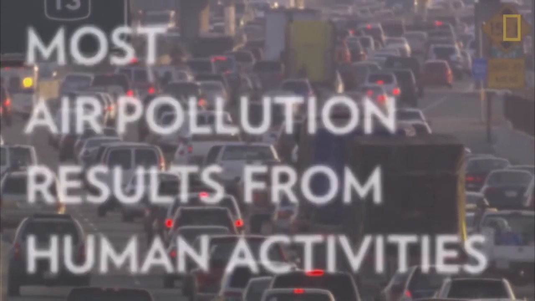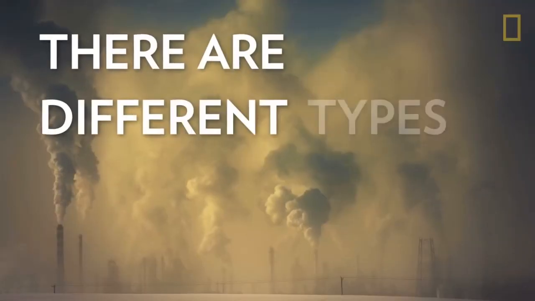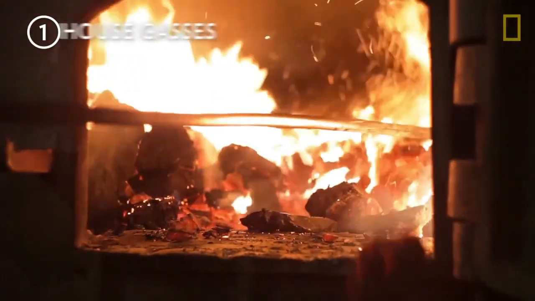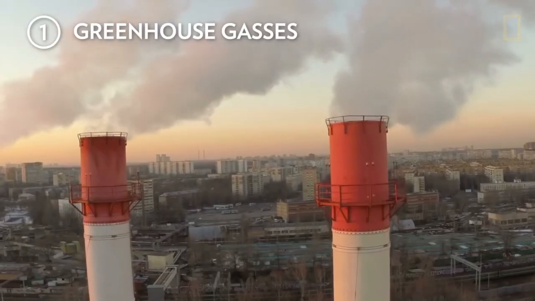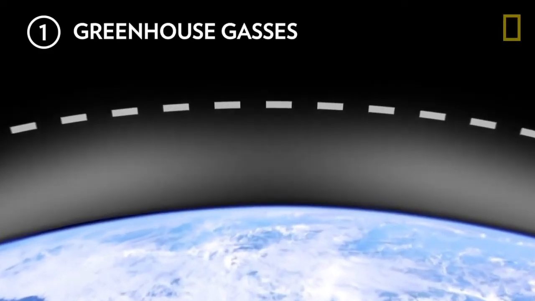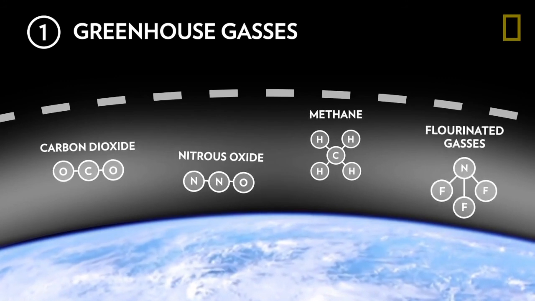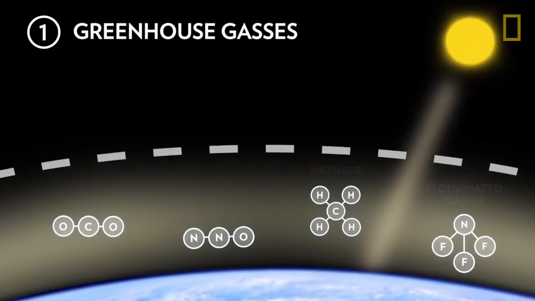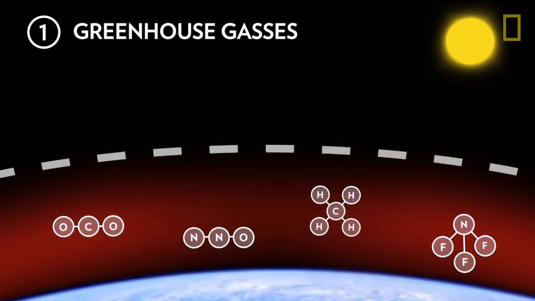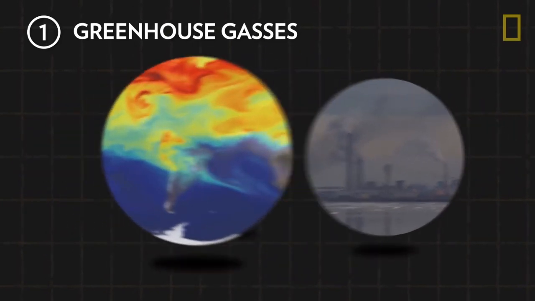Human activities such as energy use and agriculture. There are different types of human-made air pollution. When we burn fossil fuels to produce energy, they release greenhouse gases into the air. These emissions, such as carbon dioxide, methane, nitrous oxide, and fluorinated gases, trap heat from the sun in Earth's atmosphere, leading to a rise in global temperatures. This creates a cycle where air pollution contributes to climate change.